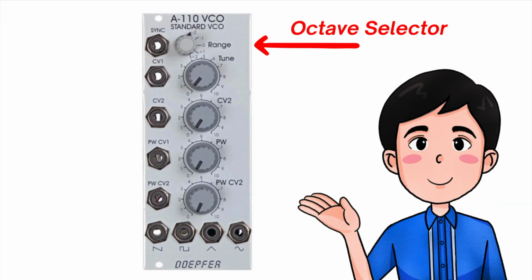Octave selector. This allows you to set the octave range, which is useful for shifting the sound to lower or higher registers.